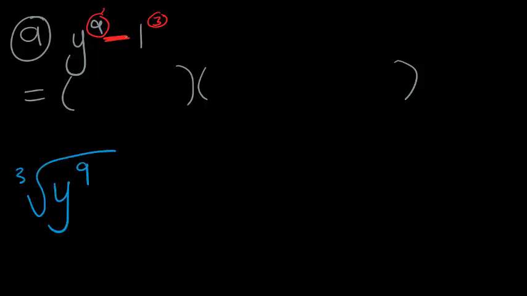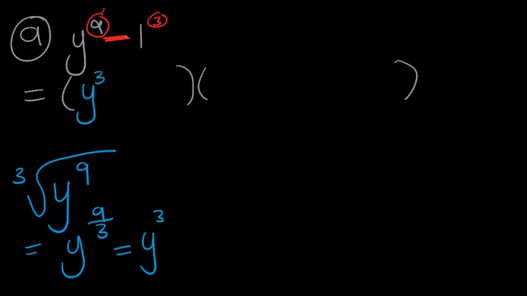cube root. This is the same as saying y to the power of 9 divided by 3, which is y to the power of 3. So I've got y cubed. I didn't do my signs: I've got the same sign, a different sign, and a plus sign. So I've got y cubed in my first term in my first bracket. My second term in my first bracket is going to be the cube root of 1, which is 1. So that stays the same.